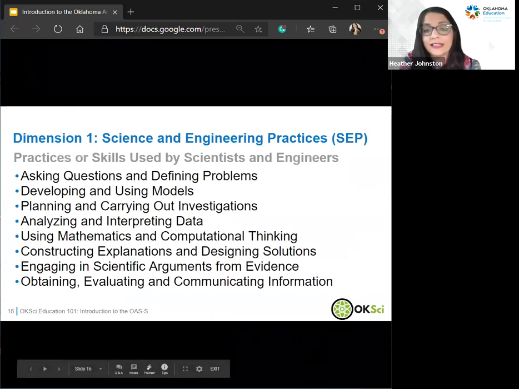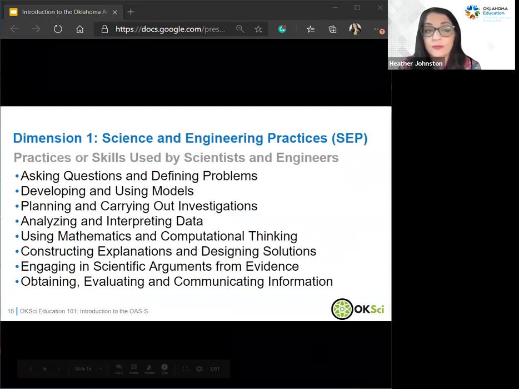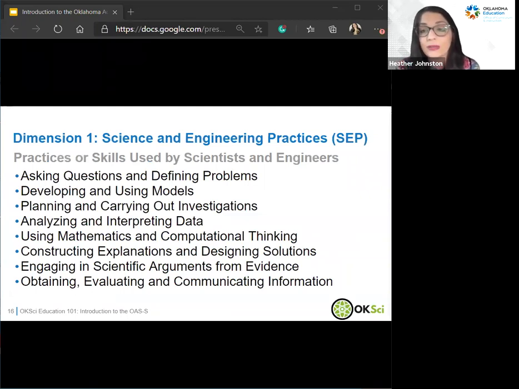There are 8 science and engineering practices in our standards. These practices, you will be able to find them pre-K through 12th grade. They are the same 8 practices. And what we do is we build on the skills as students move through their education. So what students are expected to do with asking questions in kindergarten versus 12th grade, it's the depth of questioning.